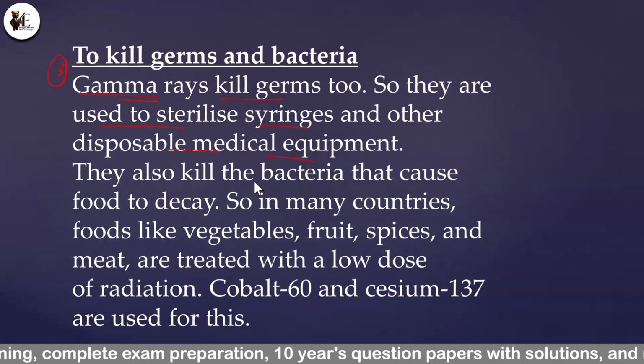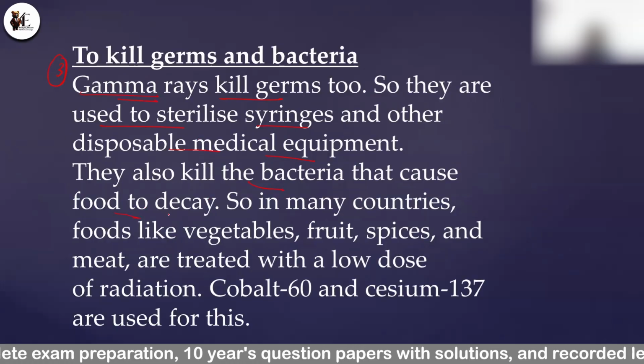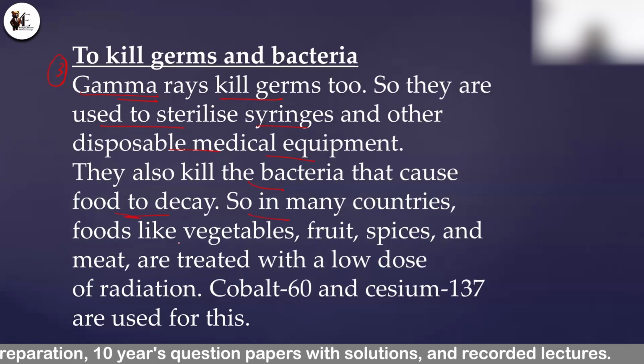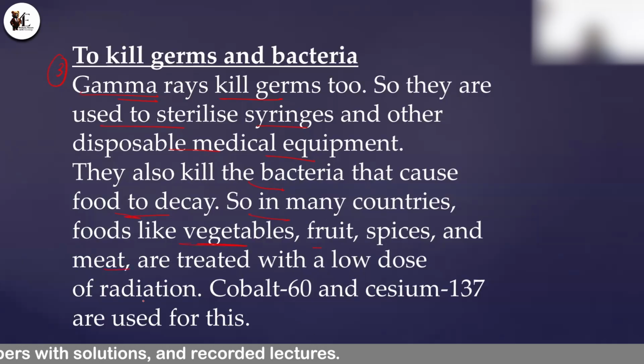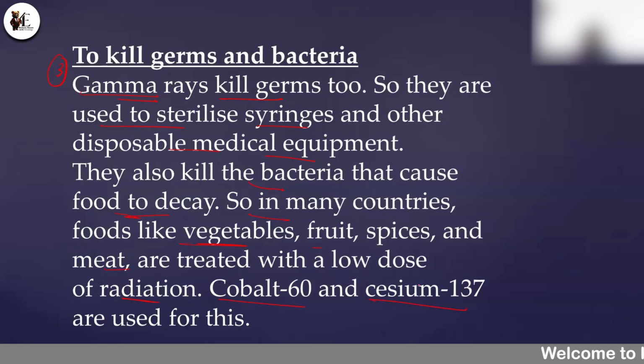They also kill the bacteria that causes the food to decay. So in many countries, foods like vegetables, fruit, spices, and meat are treated with a low dose of radiation so that the gamma rays can kill the germs which are present in them. And which isotopes are used in treating germs and bacteria? Cobalt-60 and cesium-137 are used for this.